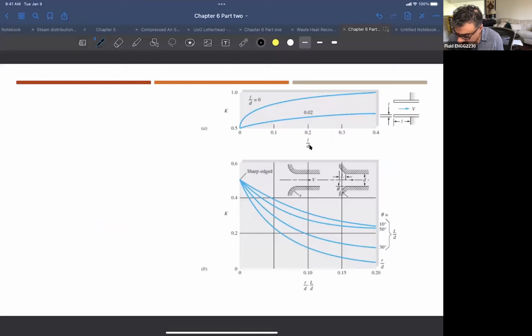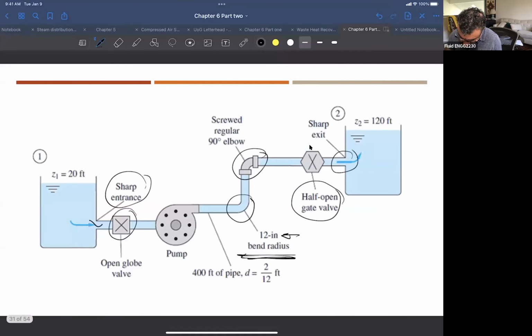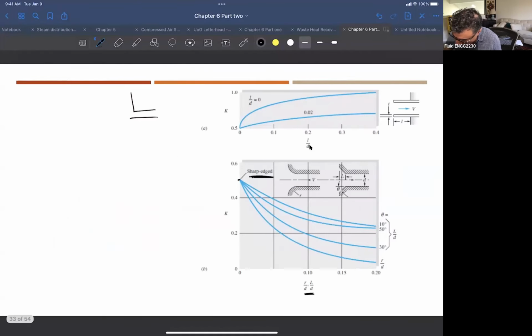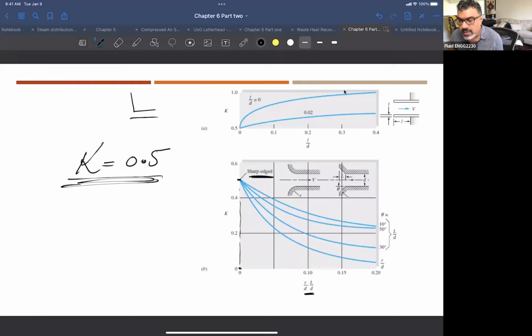So first, the pipe to the tank. This is a sharp entrance, right? And if you can see here, this is a sharp entrance, so the radius over D is 0, right? So these are the points here. So K here is 0.5. Okay. So this is the first coefficient of eddy losses, right?